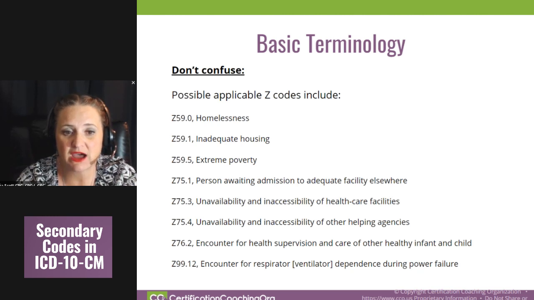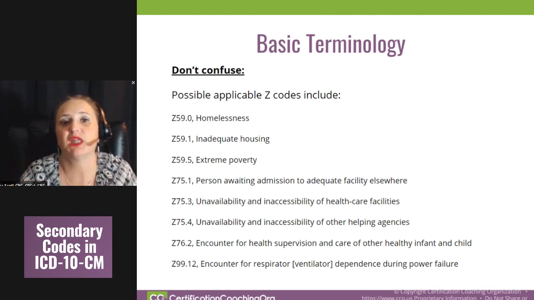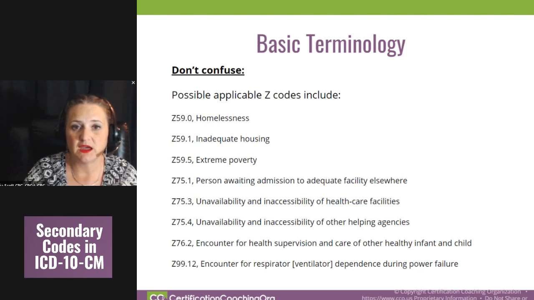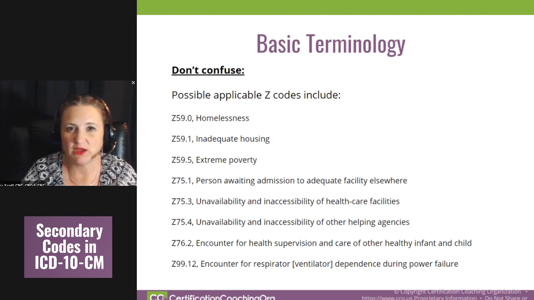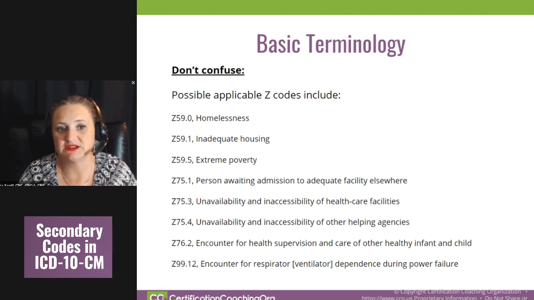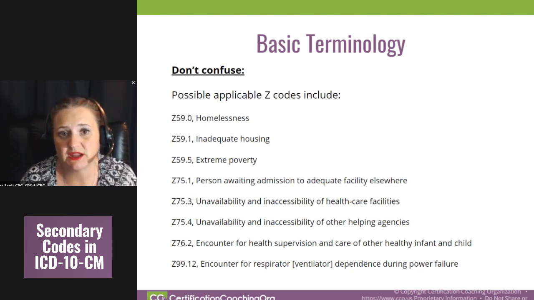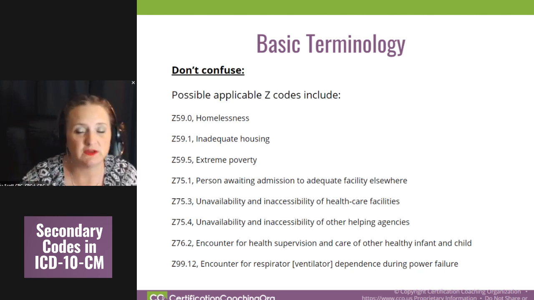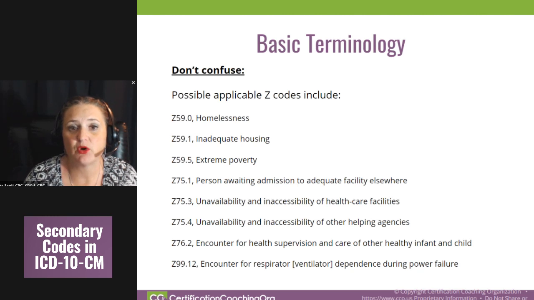Same thing with inadequate housing and extreme poverty. These are codes that Z codes explain. Why is that patient being seen? Oh, because they have diabetes. Okay, what's the problem? Well, they're a Z59.5, extreme poverty, and they can't afford their insulin, or even get a ride to the pharmacy or whatever. So that explains the situation a little bit better, why they are having problems with their diabetes.